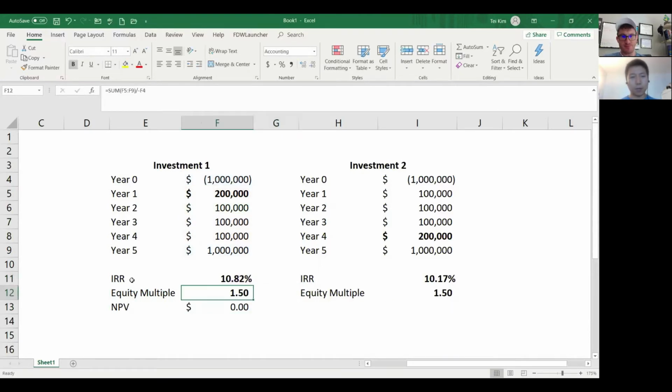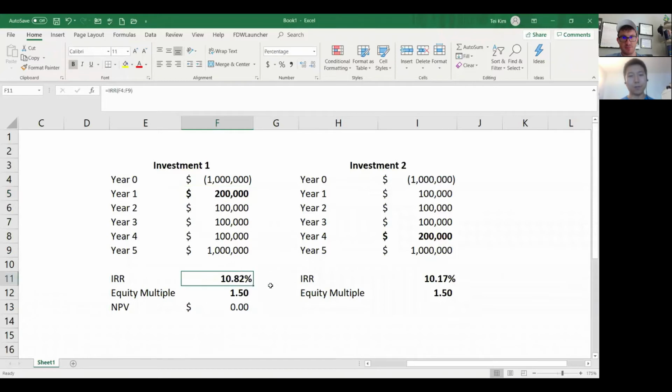And equity multiple measures all the cash returned to the investor over the entire holding period. The way to get there is the entire cash distribution we receive divided by the initial equity investment. So this one is 1.5, and this one is also 1.5, because all the numbers are the same. But the timing of receiving this 200,000 is different. Because of the time value of money embedded in IRR, as I said before, a dollar in an earlier period is worth more than in a later period.